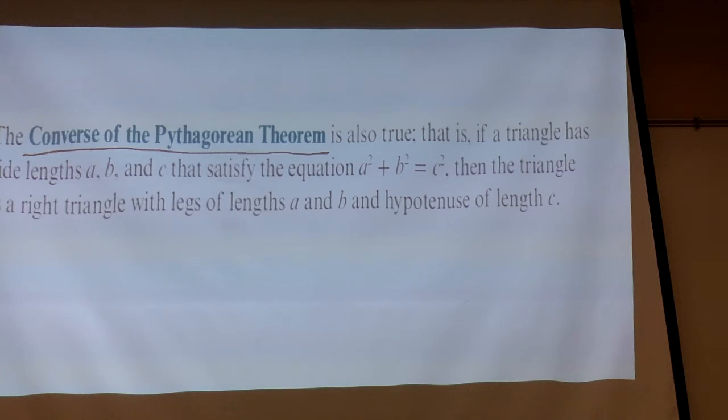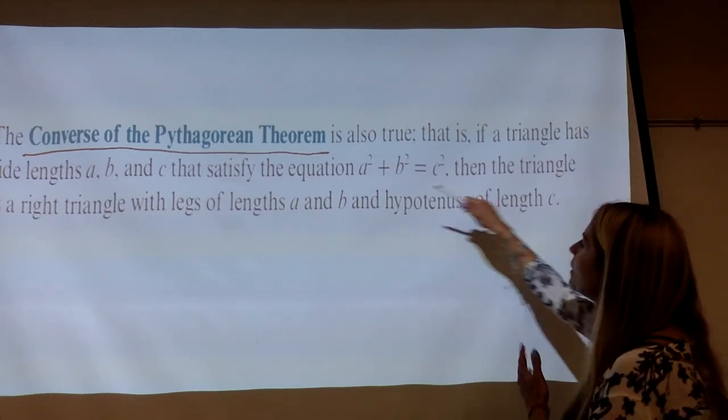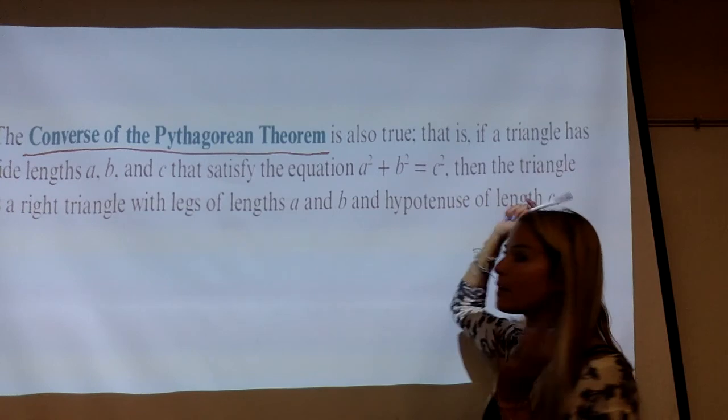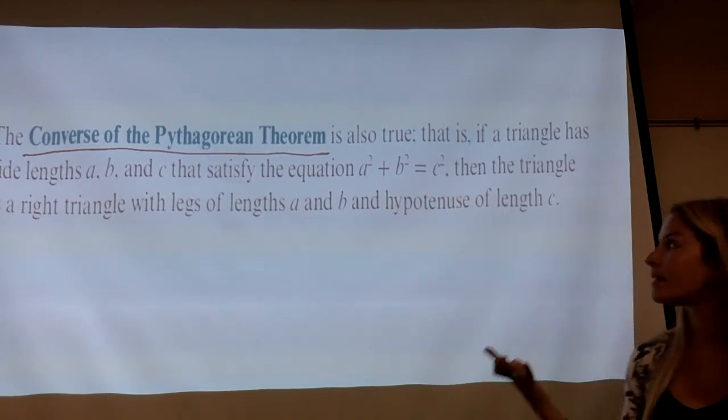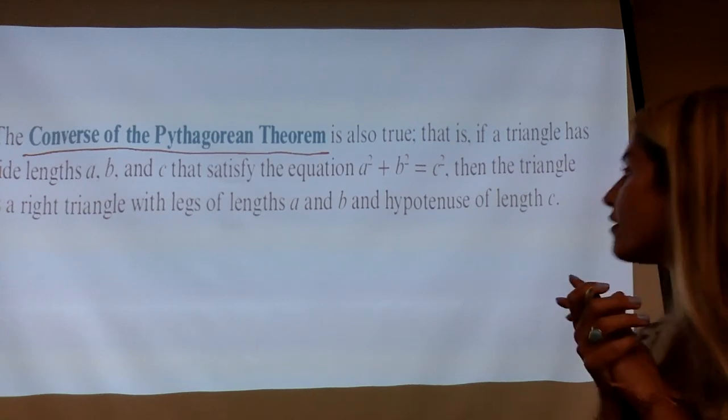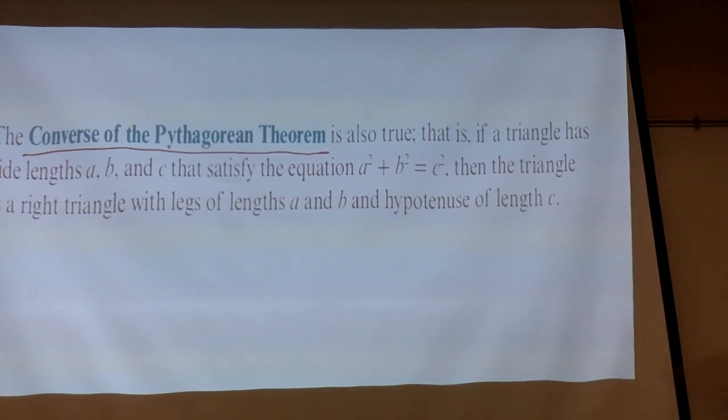So they're saying if you can plug in the numbers from a triangle in question into this equation, and if it comes out to be true, that the suspected legs, if you square them and add them together, and the hypotenuse, if you square that, they're all going to be equal to each other, then that means the triangle is a right triangle.